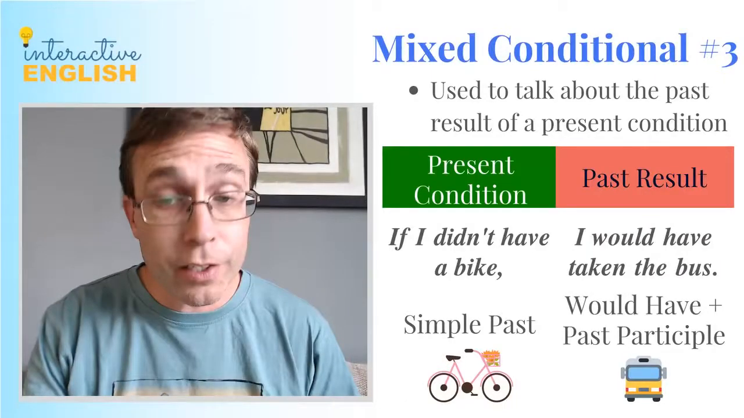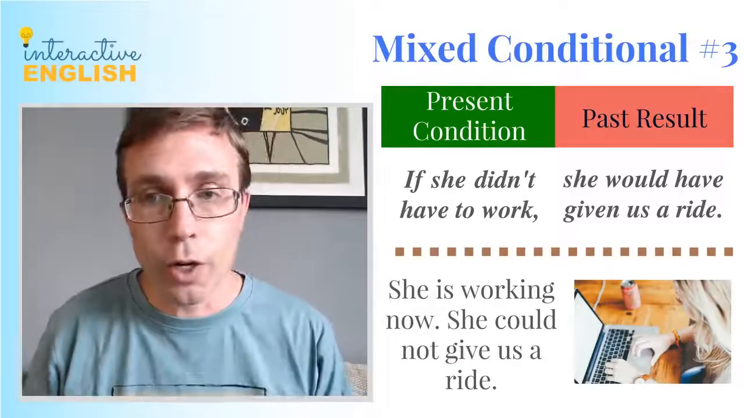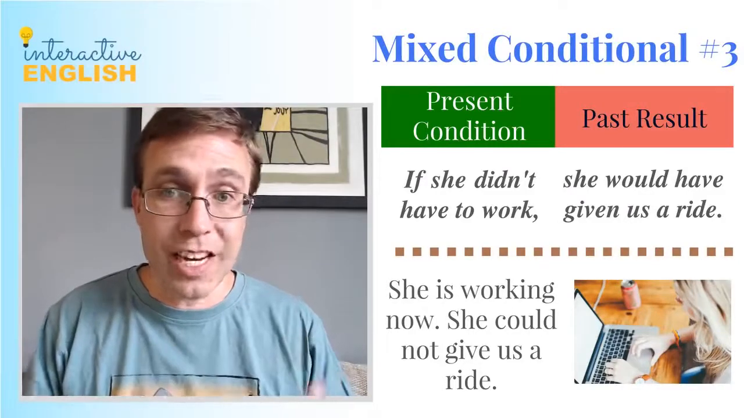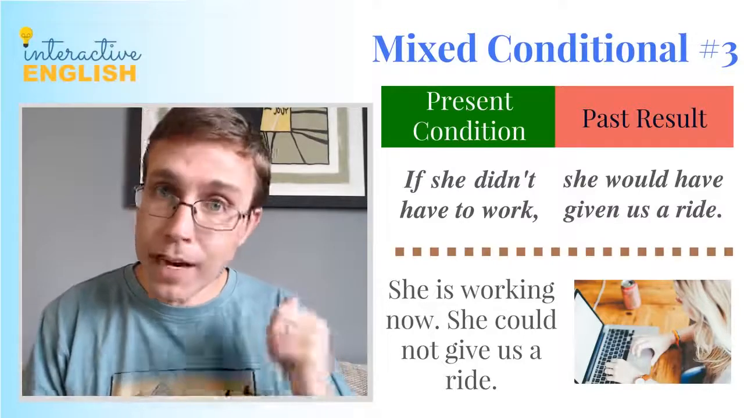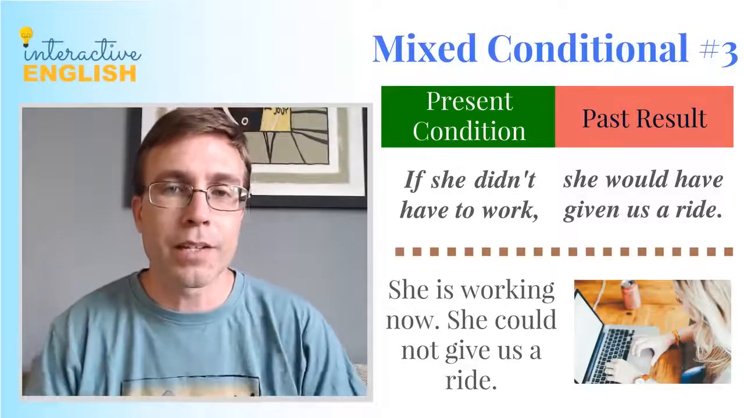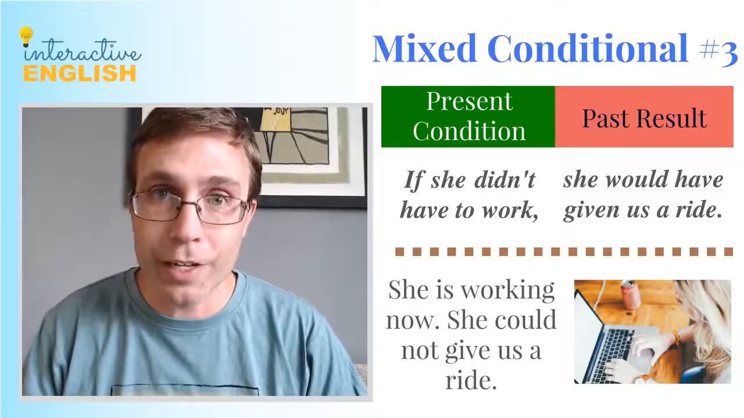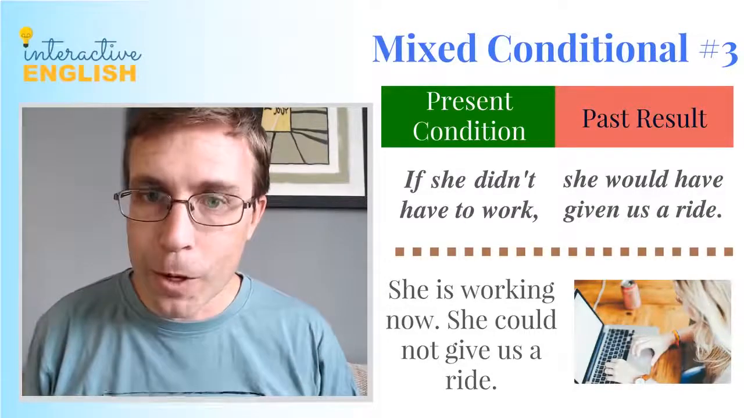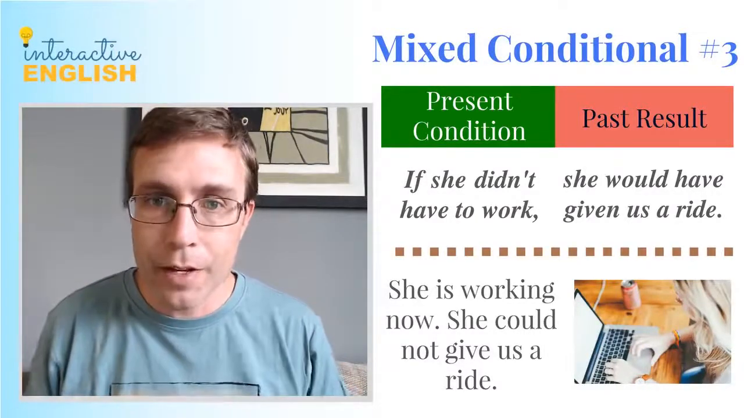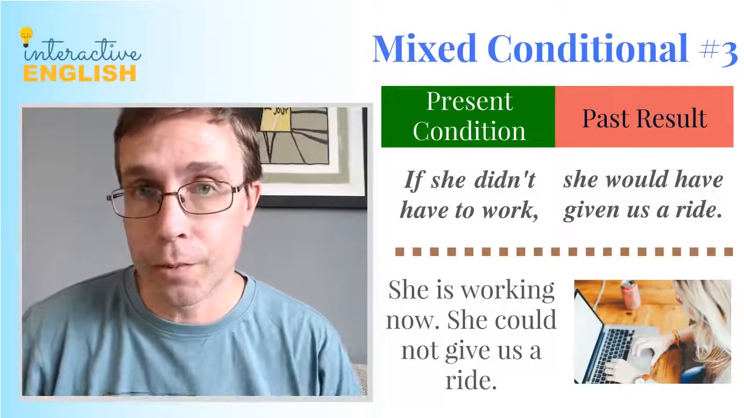Let's look at another example. All right, present condition, past result. If she didn't have to work, she would have given us a ride. So in the present, she didn't have to work. The past, something that happened in the past, she would have given us a ride. So here's our situation, and that's going to help us understand the mixed conditional. She is working now, in the present. She's there right now. She's working. She's at work. And because she's at work, she could not give us a ride. She couldn't give us a ride in the past. It's already happened. But if she didn't have to work, she would have given us a ride.